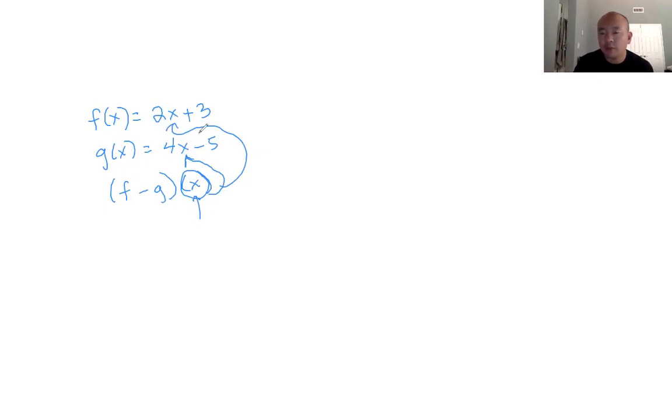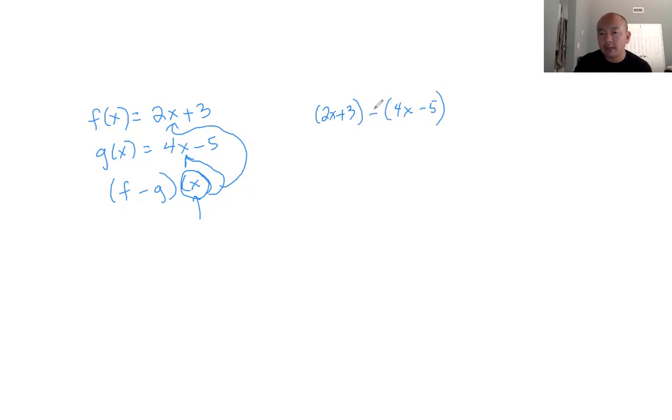So what you're going to do is straight up subtract the 2x plus 3, and take it away from the 4x minus 5. So this ends up becoming 2x plus 3 minus 4x minus 5. Just remember that because you don't have a number, you can't evaluate the function. So this is what we have.